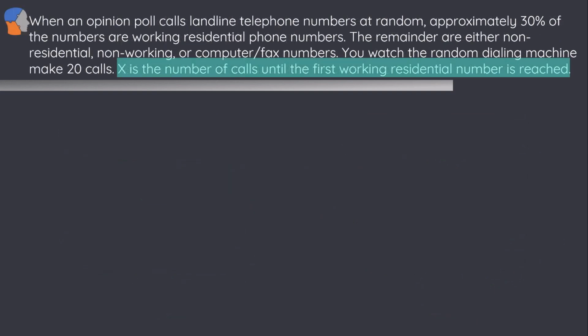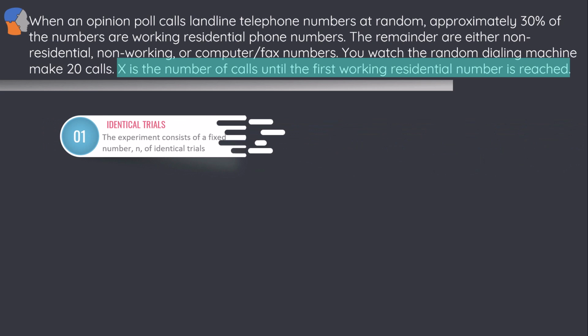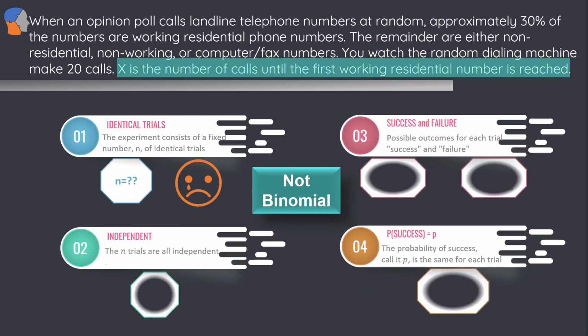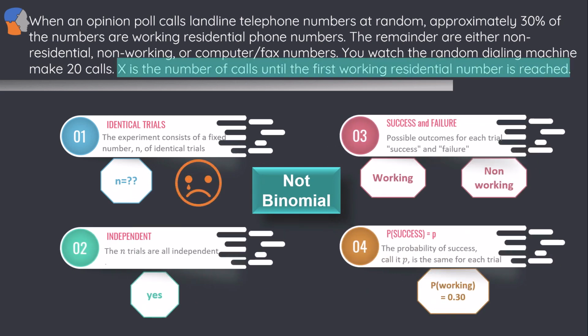How about this one? It is the same example, but X is the number of calls until the first working residential number is reached. Now you understand n is unknown. Therefore, this is not a binomial experiment, but the other three conditions are satisfied.